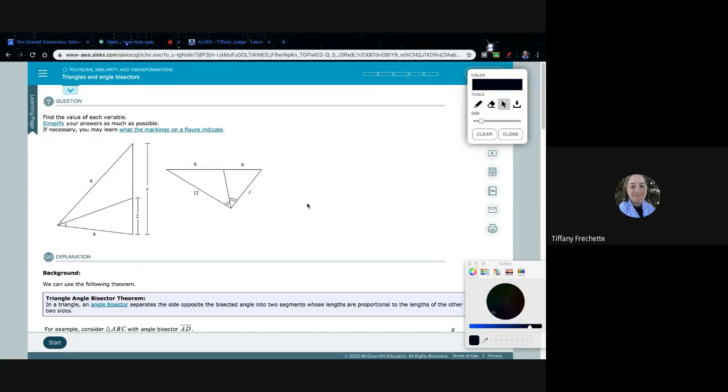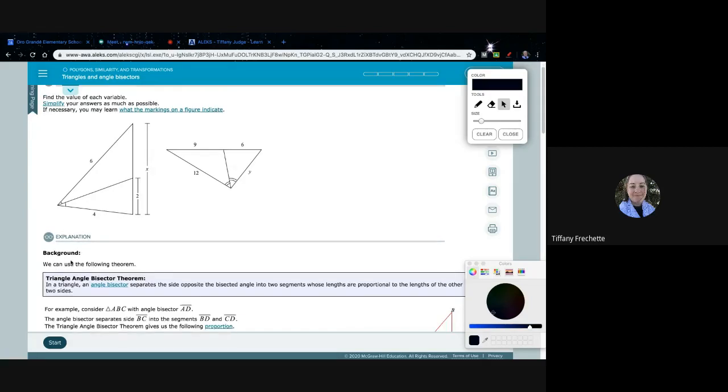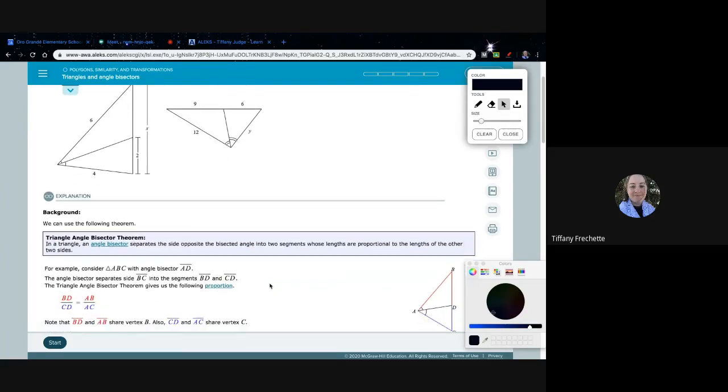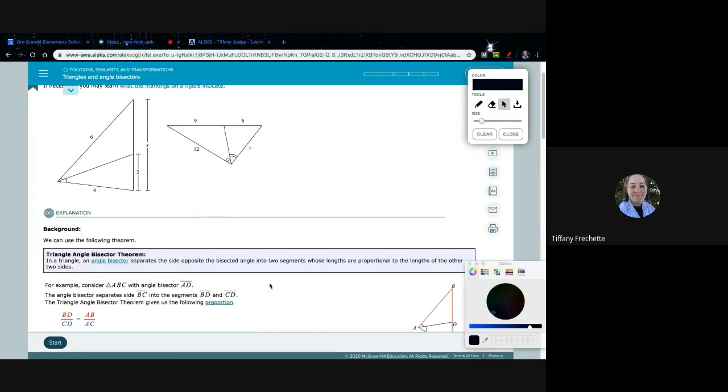So if we have two angle bisectors, which is what this is, when you have a line going through an angle and it's cutting the angle in half, meaning that both sides are the same, then it's called an angle bisector. So we have an angle bisector theorem. In a triangle, an angle bisector separates the side opposite the angle bisector into two segments whose lengths are proportional to the lengths of the other two sides. So that sounds a little bit funky.